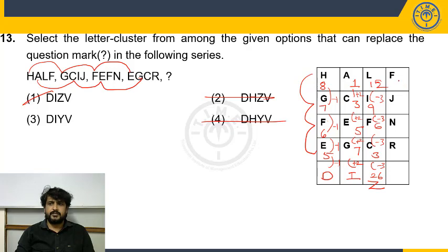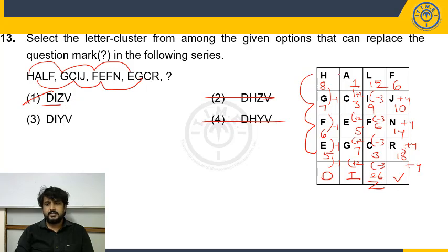Now we will check with the fourth letter also. So though we got the option, we will check the fourth letter. F place value is 6, J is 10, N is 14, R is 18. So 6 plus 4, 10, 10 plus 4, 14, 14 plus 4, 18, 18 plus 4, 22, which is V. So perfectly matching D, I, Z, V.